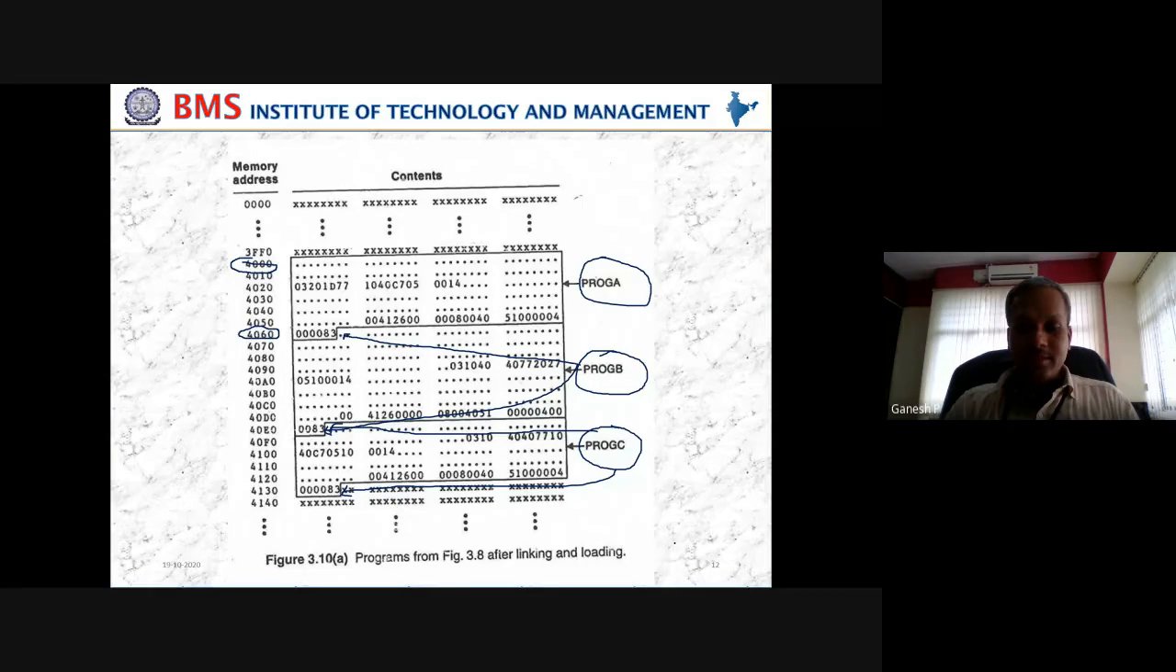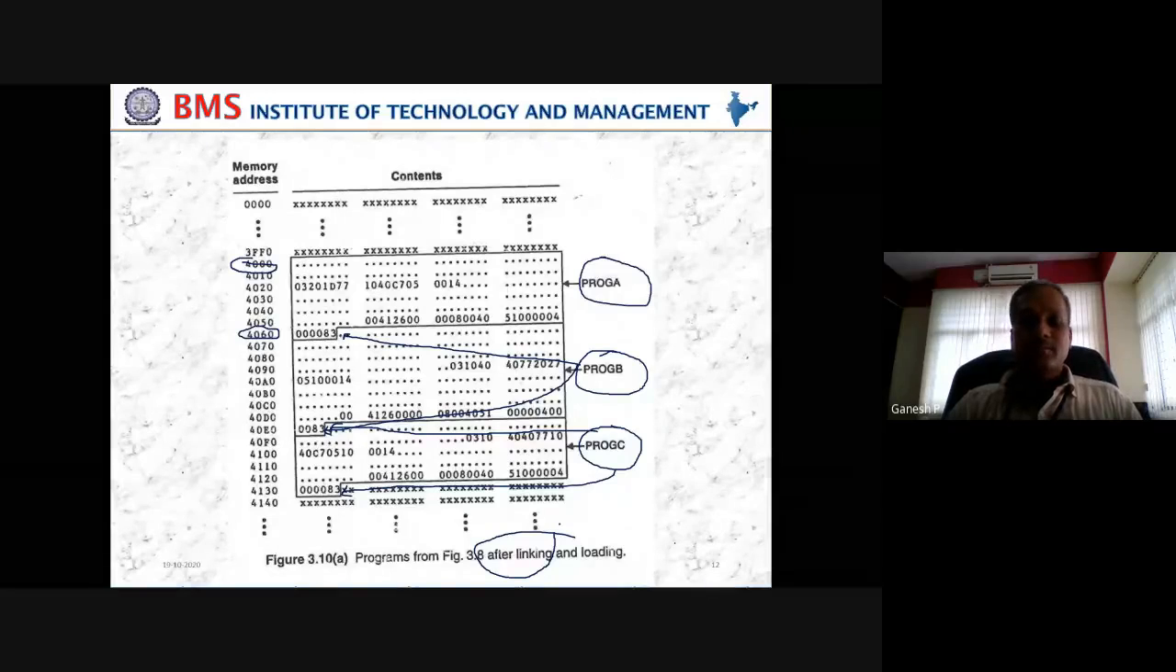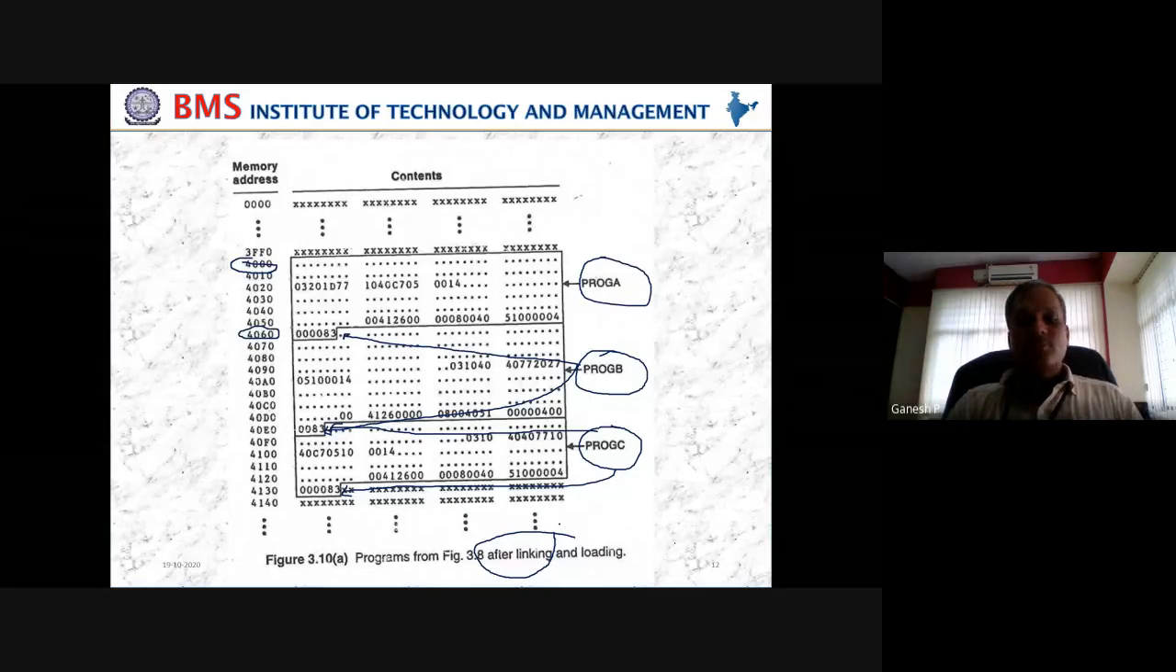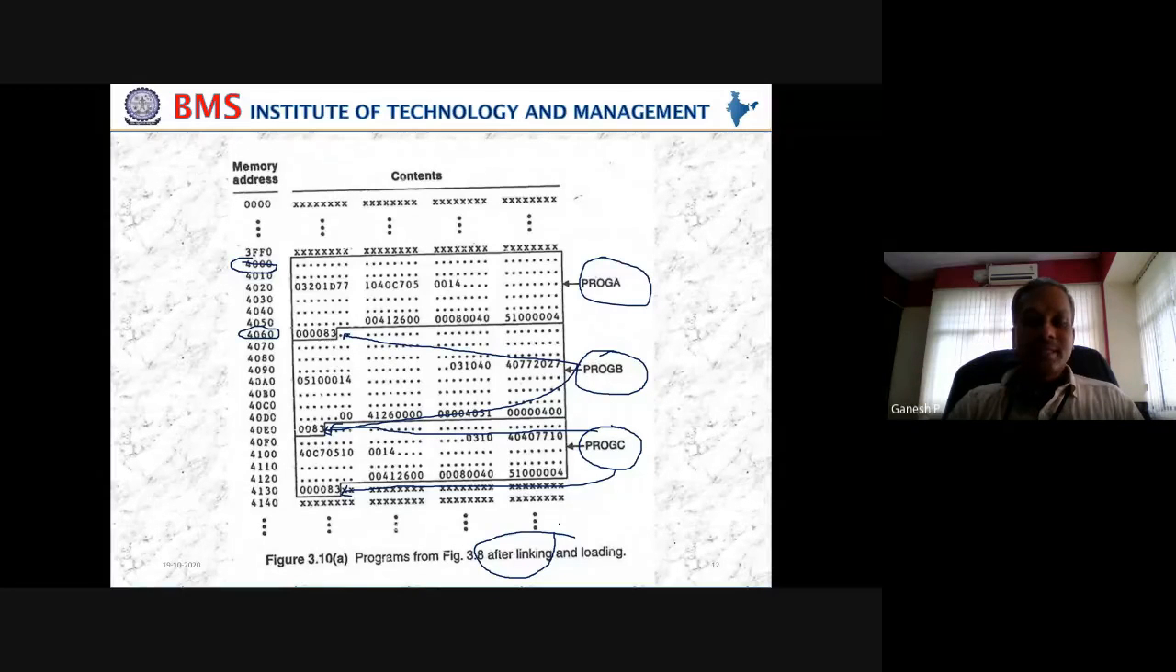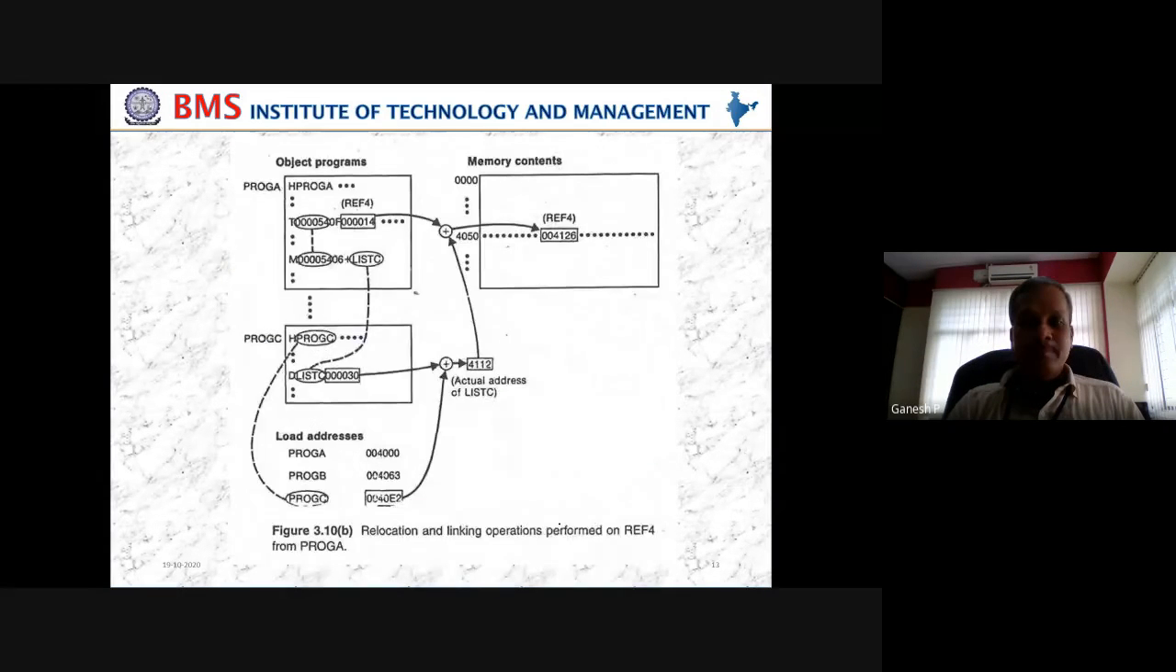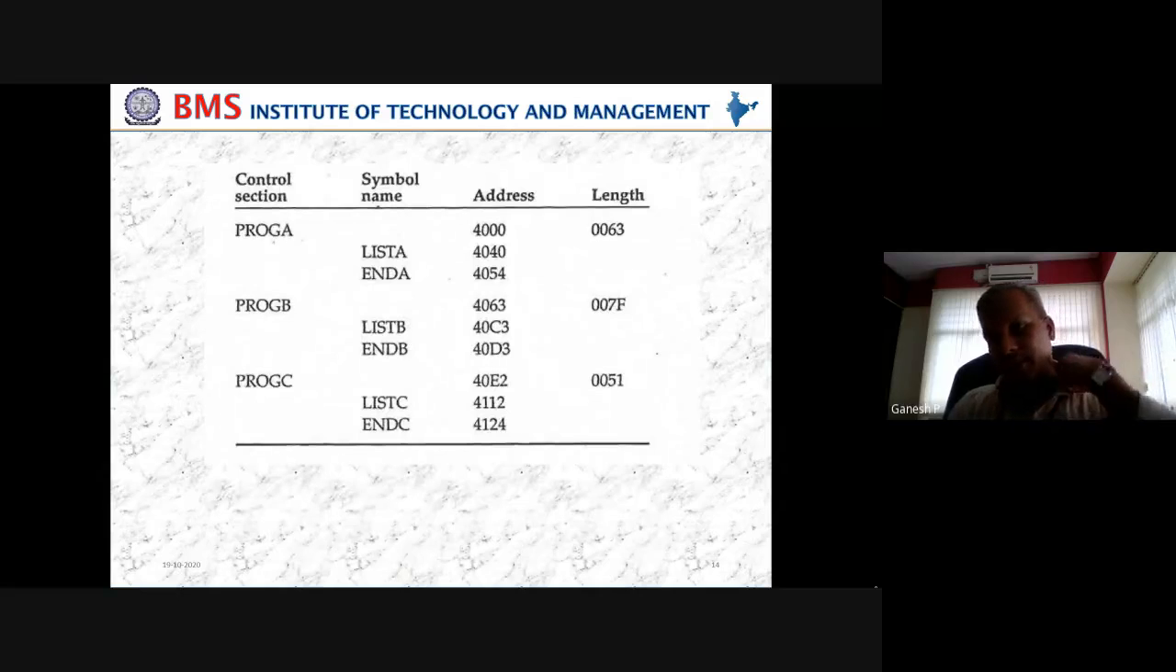So this diagram is after linking. After linking, what will we do? We'll load the program into the system. That's what happens. Once linking is over, the entire set of programs or modules will be projected as if they are a single entity. Okay, now this is the table that we get.